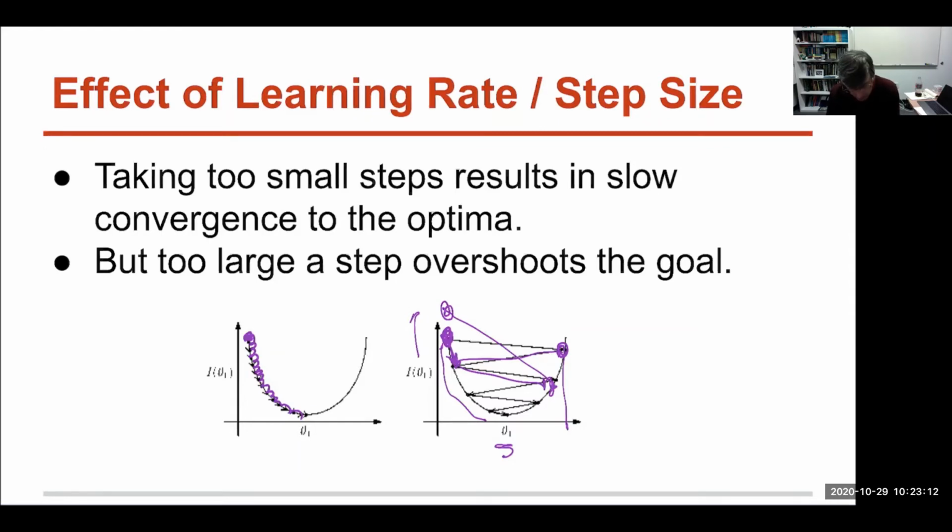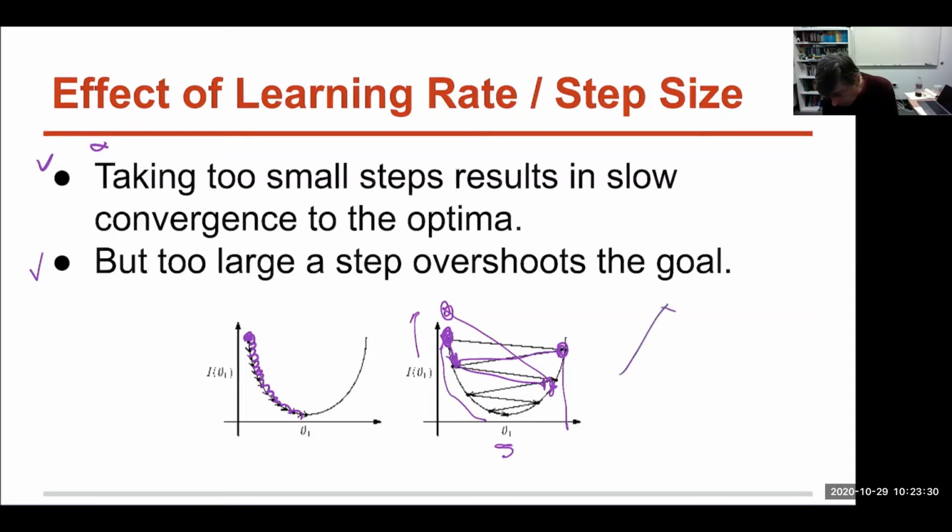It should be clear that with too small a learning rate, people usually call that constant alpha the learning rate, it takes long to converge. Too big a rate overshoots the goal. Any questions about that?